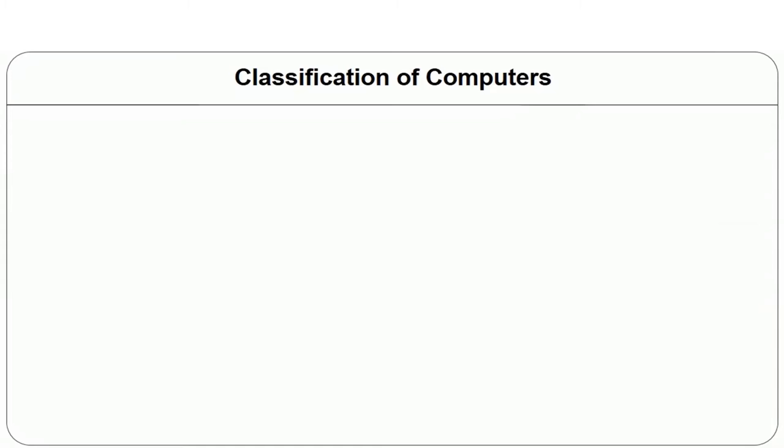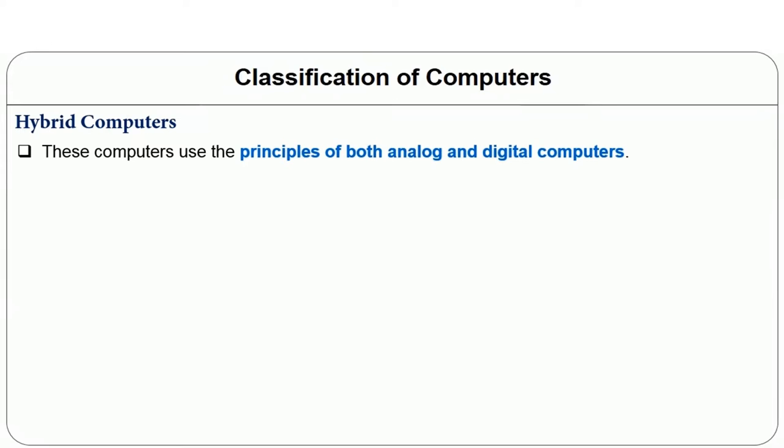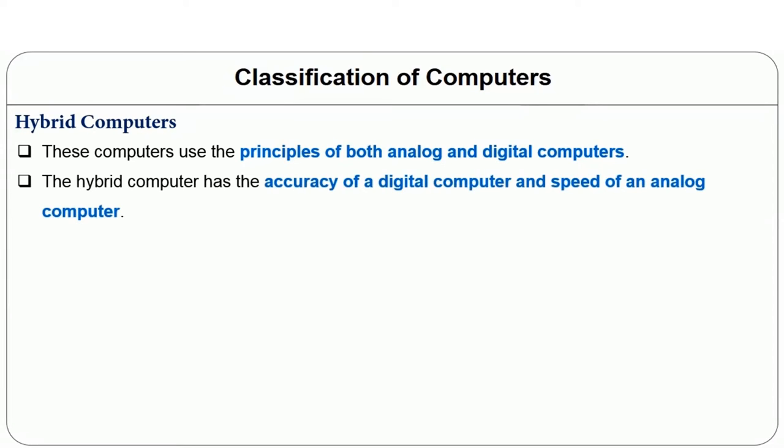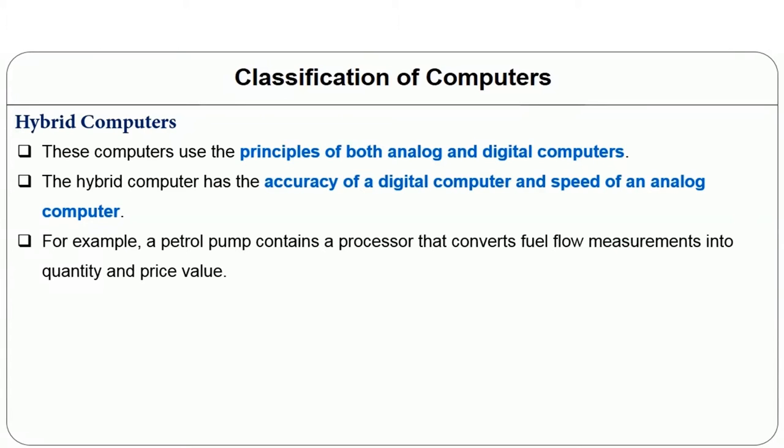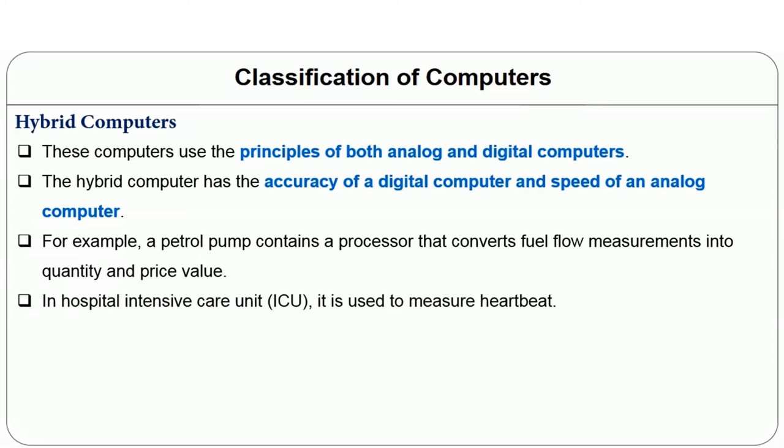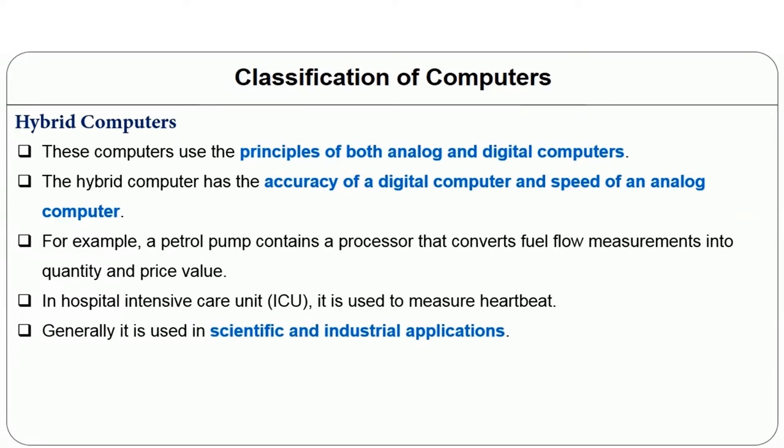Hybrid computers. These computers use the principles of both analog and digital computers. The hybrid computer has the accuracy of a digital computer and the speed of an analog computer. For example, a petrol pump contains a processor that converts fuel flow measurements into quantity and price value. In the hospital intensive care unit, it is used to measure heartbeat. Generally, it is used in scientific and industrial applications.